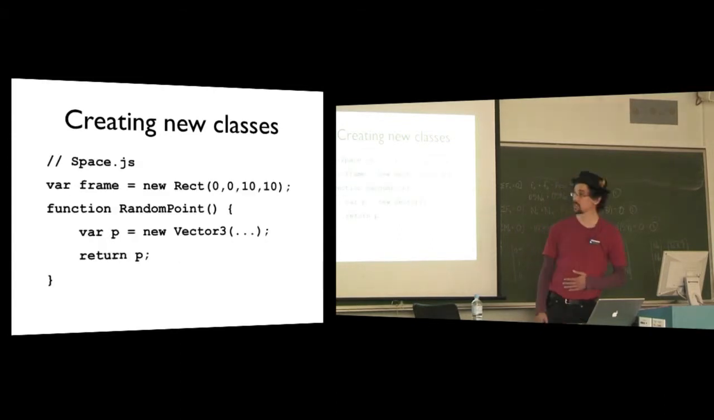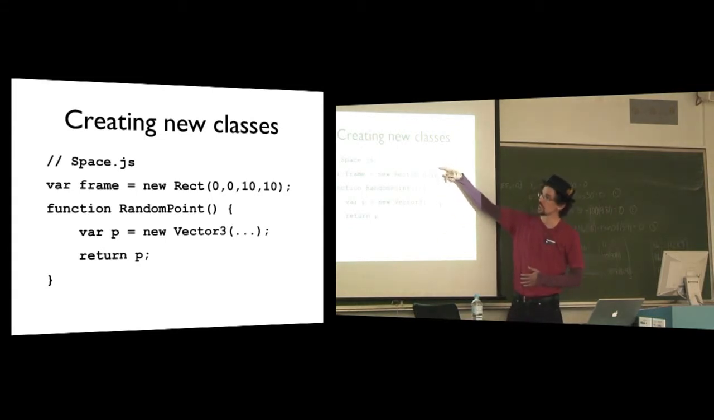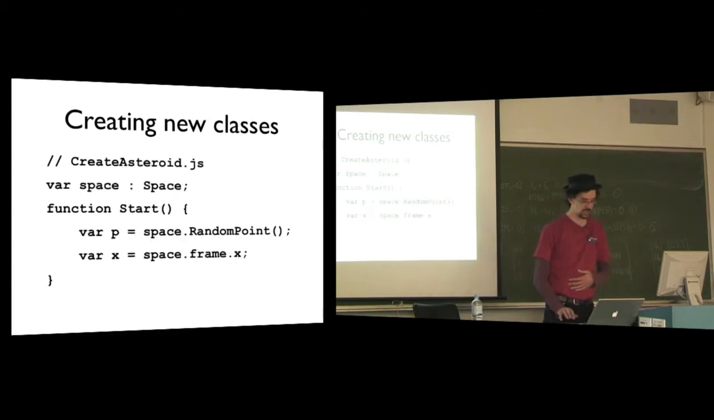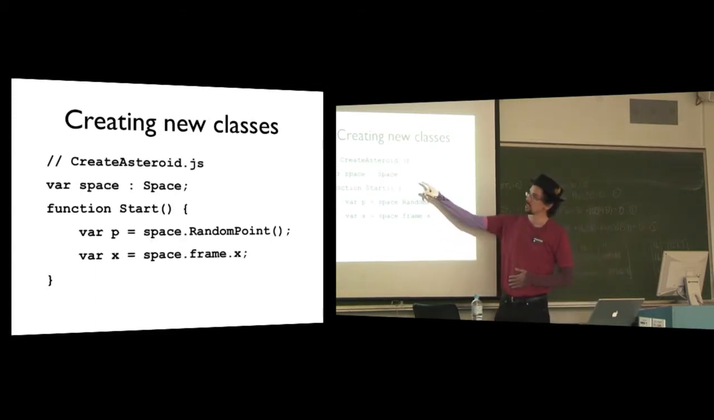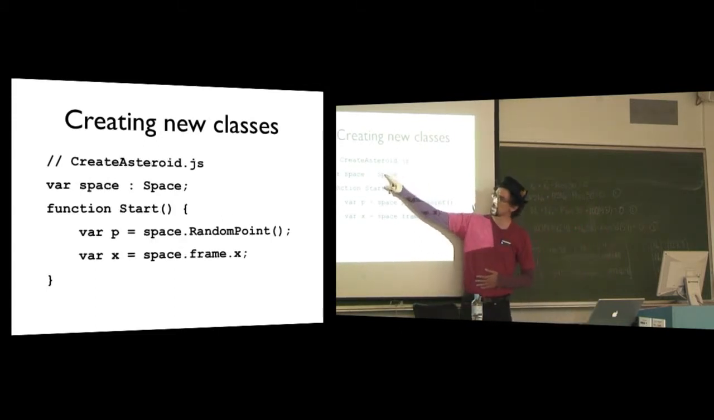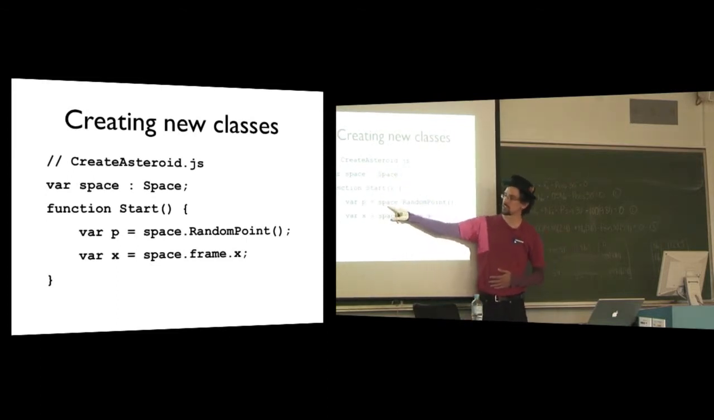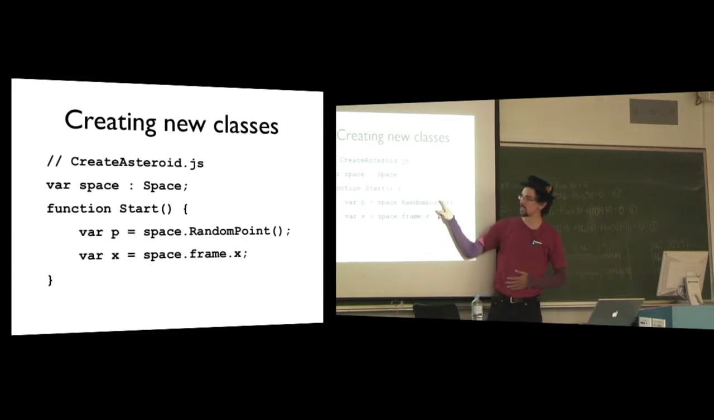For example, we did it last lecture. We had a space script which declared a frame and had a function for a random point in that frame. Then we could use that space as a type and declare a variable of type space. Using that variable, we could access that random point method, or we could access that frame if we wanted to.